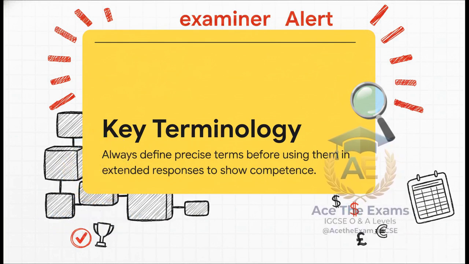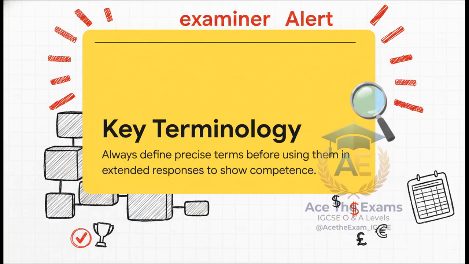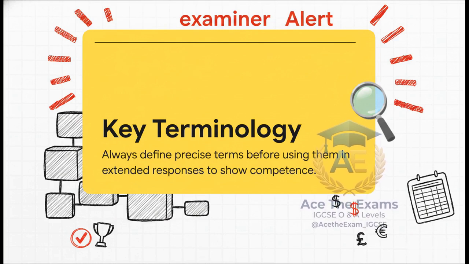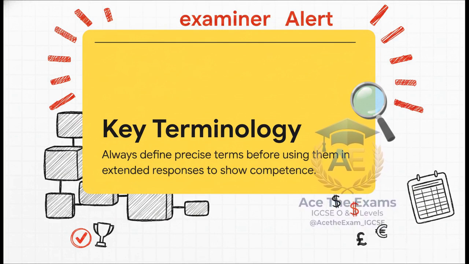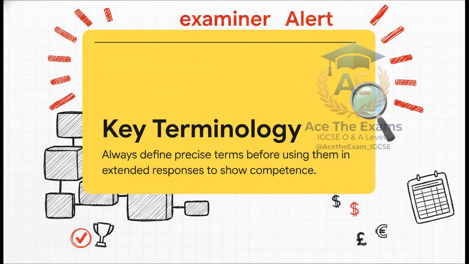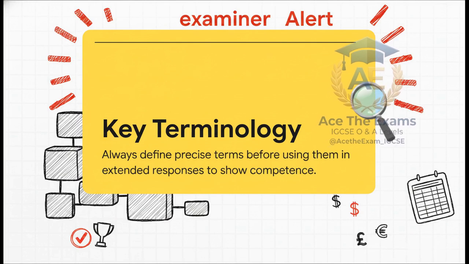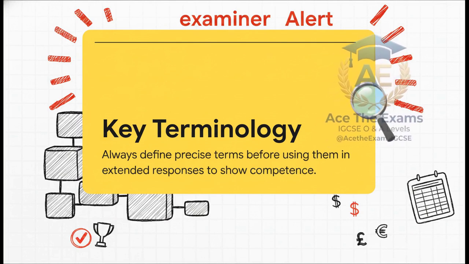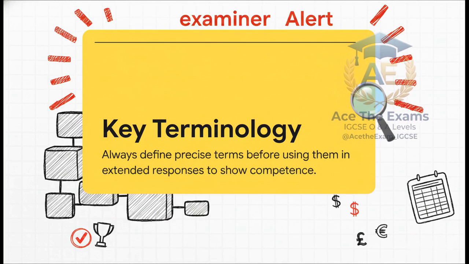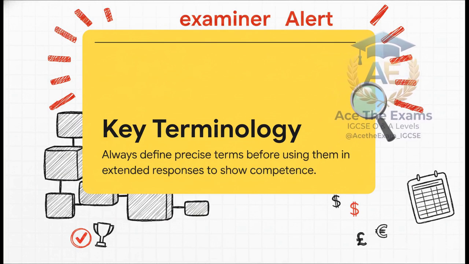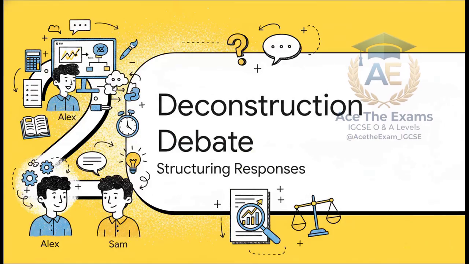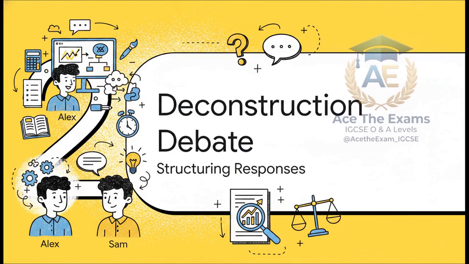So if you're discussing ordinary share capital, or say, appropriation accounts in a partnership, you need to define what those mean in the context of the specific scenario right out of the gate. Establishing these precise definitions proves to the examiner that you have a rock-solid grasp of the core principles. Doing this unlocks those initial knowledge and understanding marks, and honestly, it just sets a really professional academic tone for the rest of your essay. Which perfectly brings us to Act 2, the deconstruction debate.